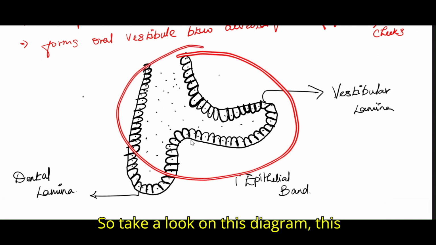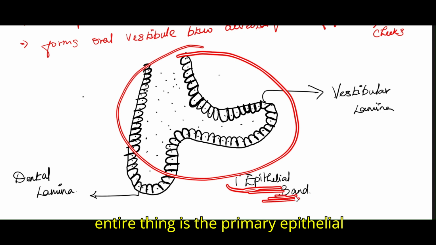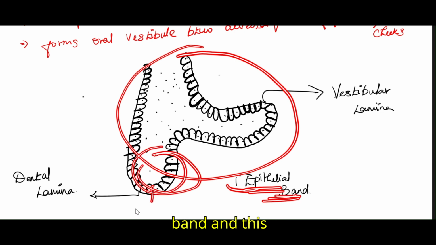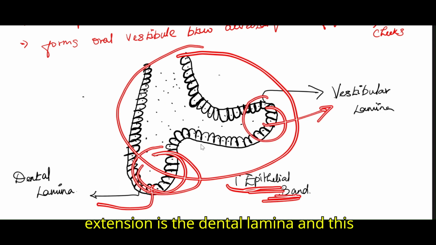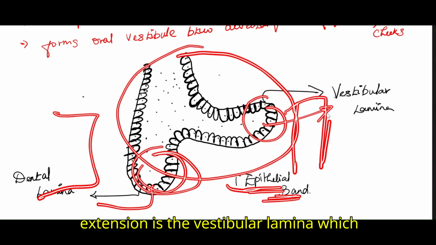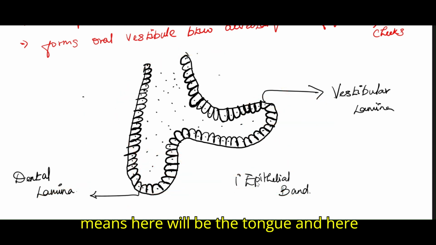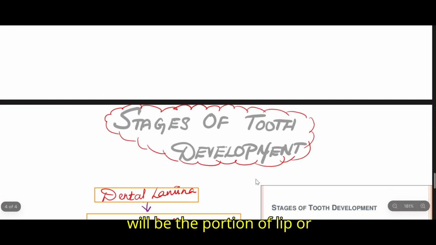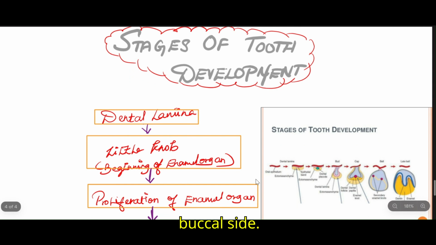So take a look at this diagram. This entire thing is the primary epithelial band, and this extension is the dental lamina, and this extension is the vestibular lamina, which means here will be the tongue, and here will be the portion of lip or buccal side.